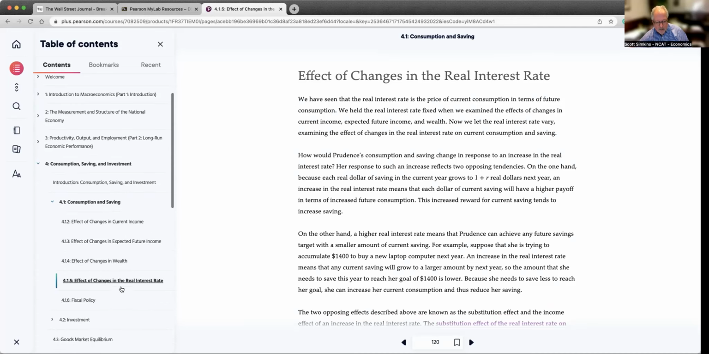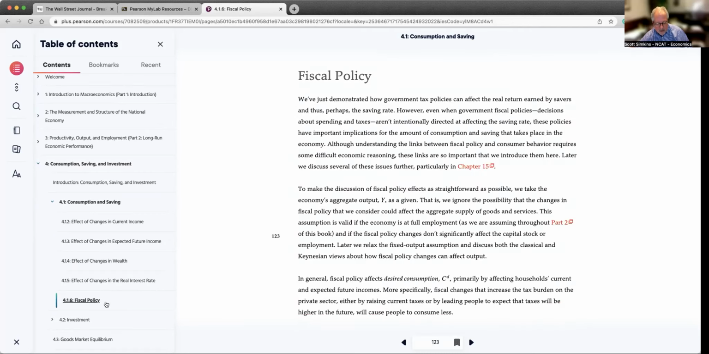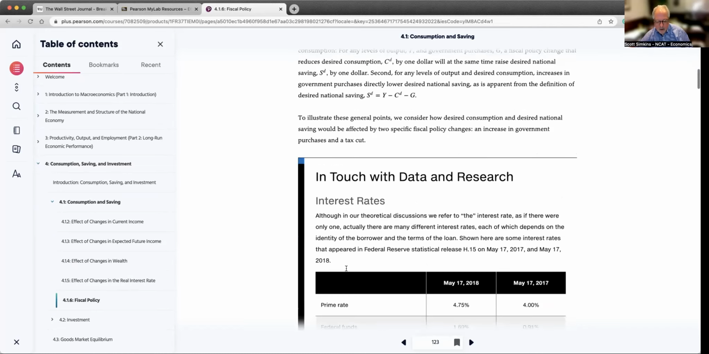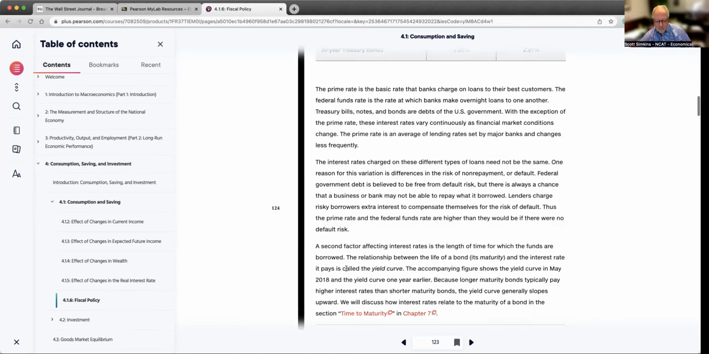The last one is a move along the curve, and it's why the curve has the shape that it does. The next one has to do with government saving, and that's fiscal policy, changes in taxes and government spending. That also affects the desired saving, national saving curve.